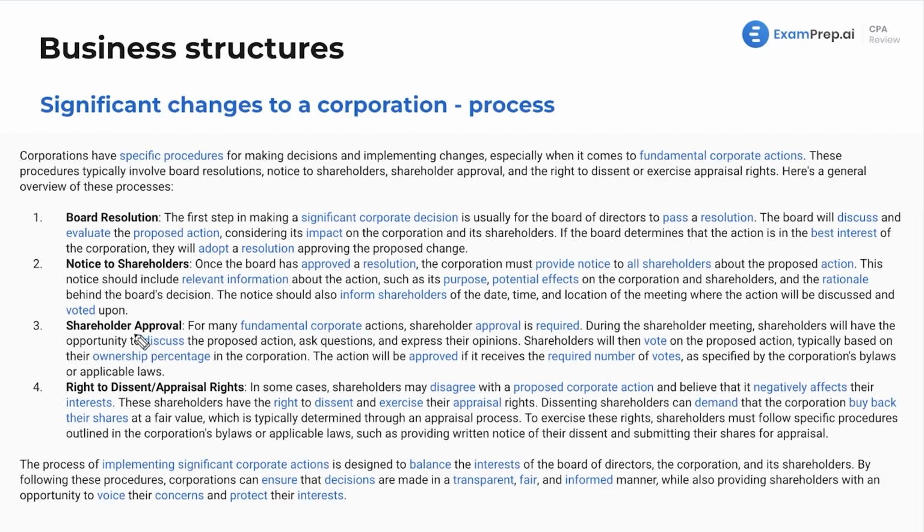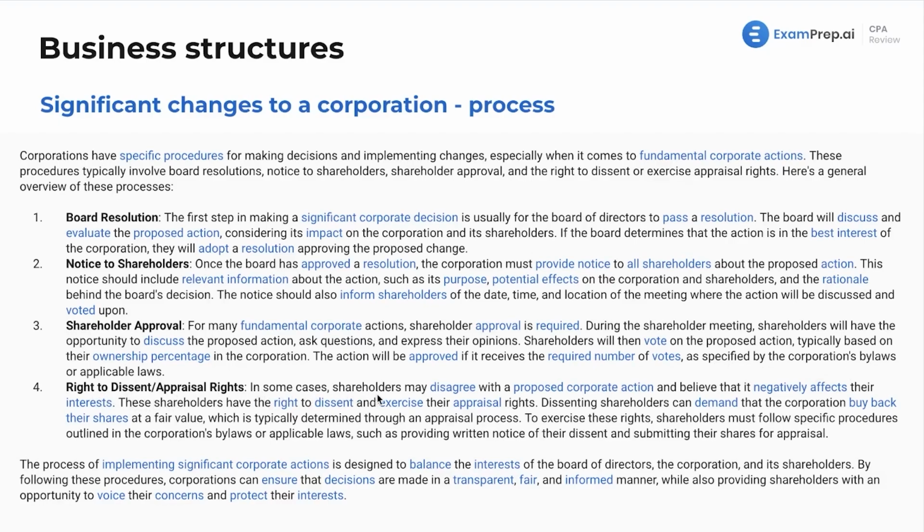Wonderful show. Now, for many fundamental corporate actions, shareholder approval is required. During the shareholder meeting, shareholders will have the opportunity to discuss the proposed action, ask questions, and express their opinions. Shareholders will then vote on the proposed action, typically based on their ownership percentage in the corporation. The action will be approved if it receives the required number of votes as specified by the corporation bylaws or any other applicable laws.